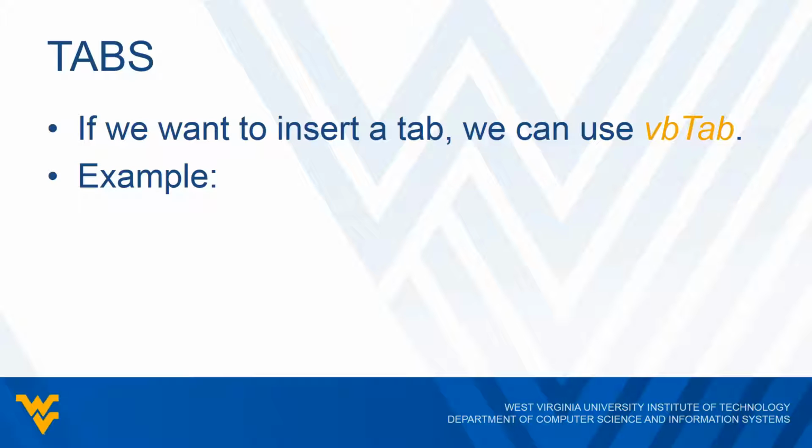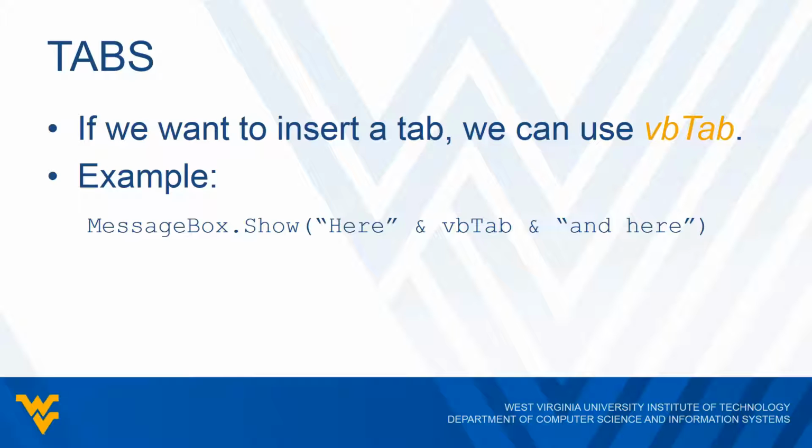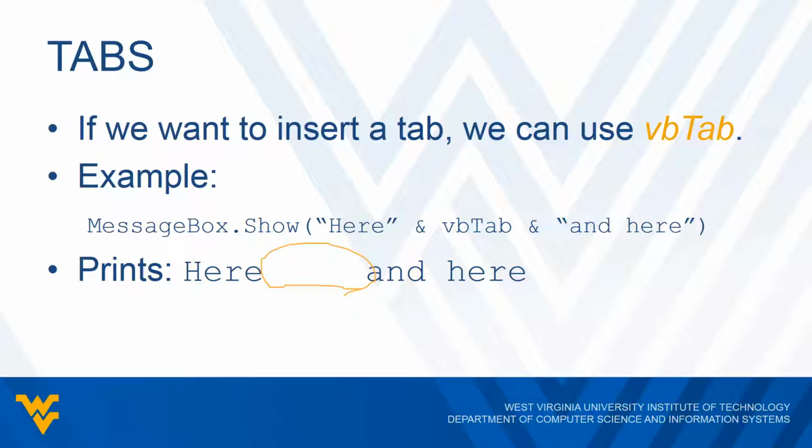It's pretty straightforward. So let's say we have a message box that we want to print, and we would say "here", and then we would concatenate a vbTab, and then we would concatenate "and here". So we're basically going to print "here", and there's going to be this large tab between the two strings. So what this will do is it will print "here", and we will see an actual tab, actual space between those two strings.